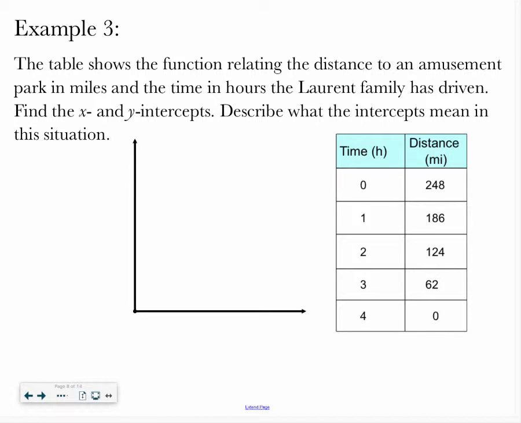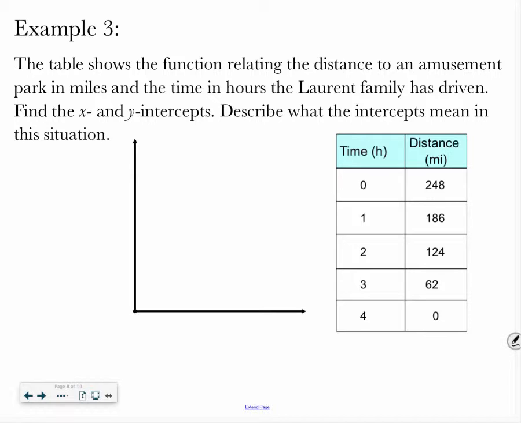But let's jump into example 3. The table shows the function relating the distance to an amusement park in miles and the time in hours the Laurent family has driven. Find the x and y intercepts. Describe what the intercepts mean in the situation.